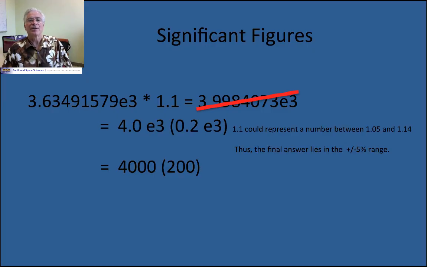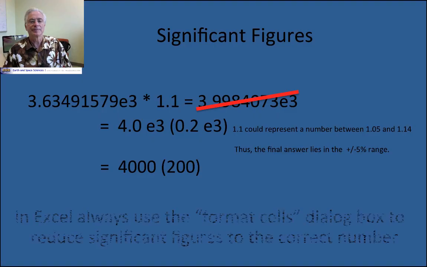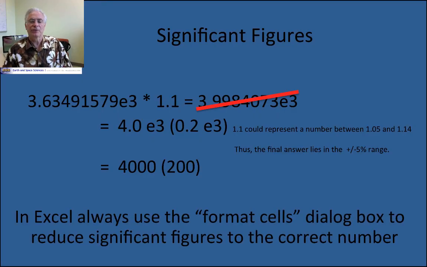Now I've put in parentheses there an additional bit of information. The number 1.1 could represent any number between 1.05 and 1.14. That's the round off. The round off is within a factor of 5%, so the final answer needs to lie within a range of 5%. So 0.2 is 5% of 4. So the multiplication indicated at the top line has an uncertainty of about plus or minus 200, indicated by the number in the parentheses. In Excel, always use the Format Cell dialog box to reduce significant figures to the correct number before you turn in your answer.